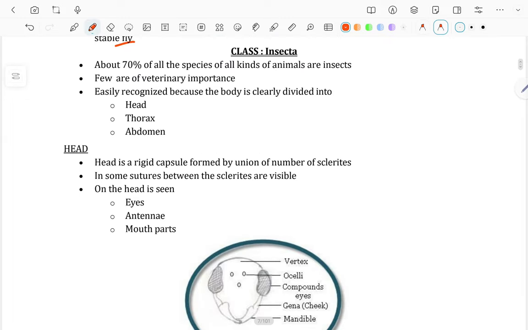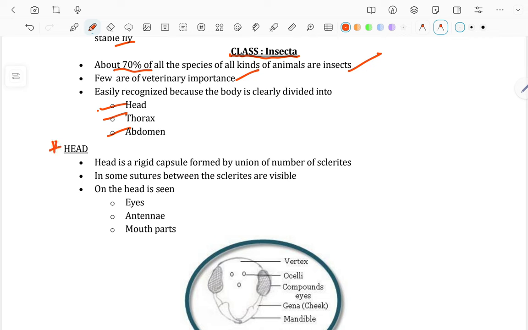Class Insecta. About 70% of all the species of all kinds of animals are insects. Few are of veterinary importance. Easily recognized because the body is clearly divided into head, thorax and abdomen.